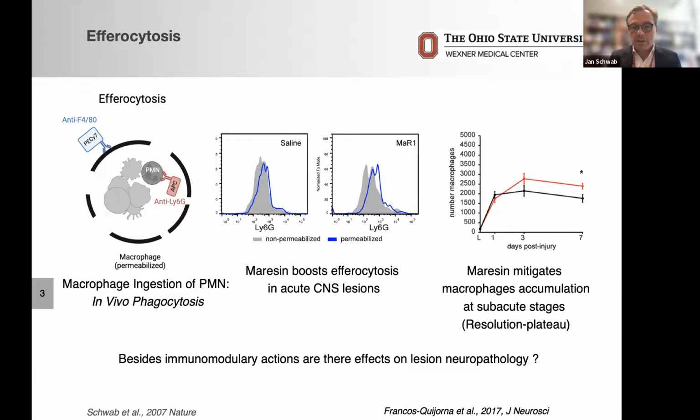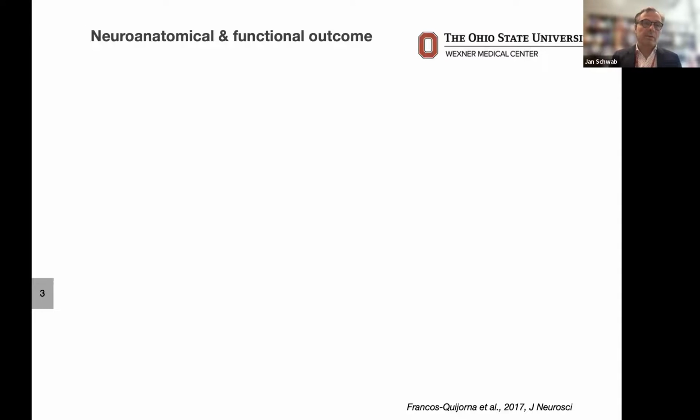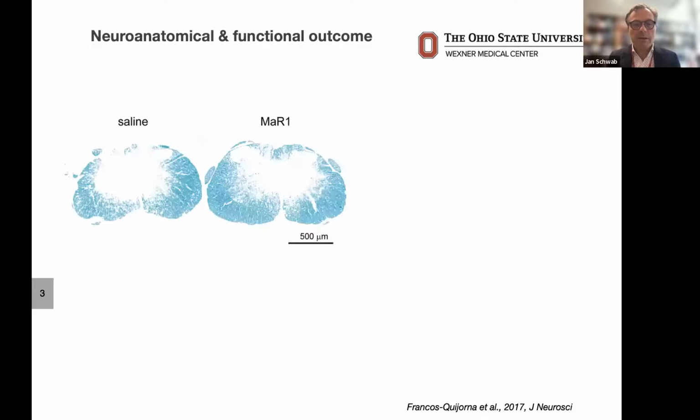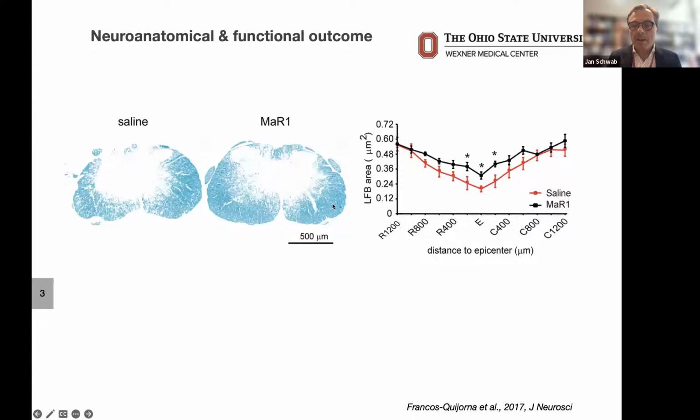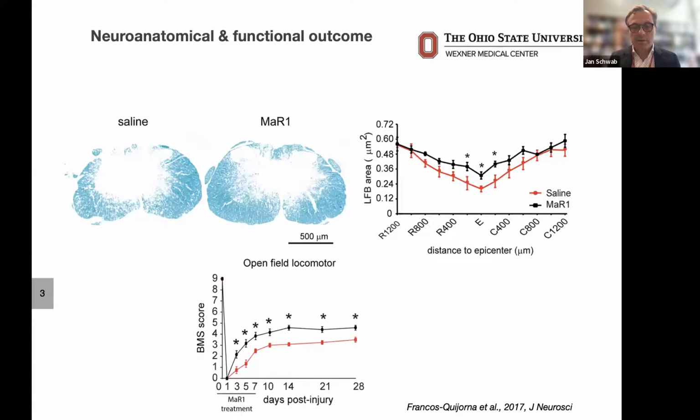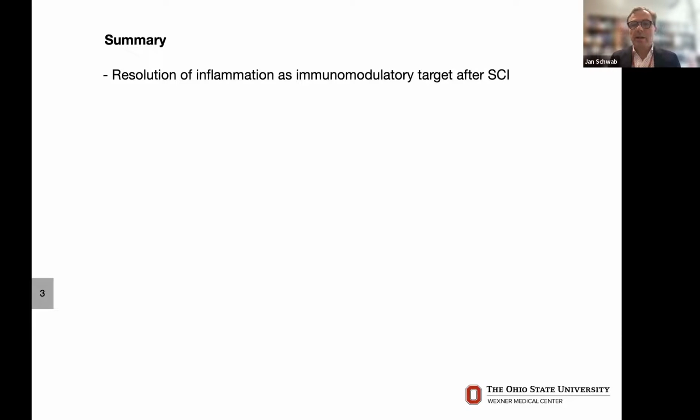Importantly, the question comes, of course, whether this is relevant at all, whether this is also translating to different neuroanatomical features, and this is illustrated here. Propagated resolution allows for more spared white matter, as demarcated in blue with Luxol fast blue. This is just a quantification of that, and this spared white matter also translates into better recovery in those animals. So I would like to summarize the last part with regard to resolution.